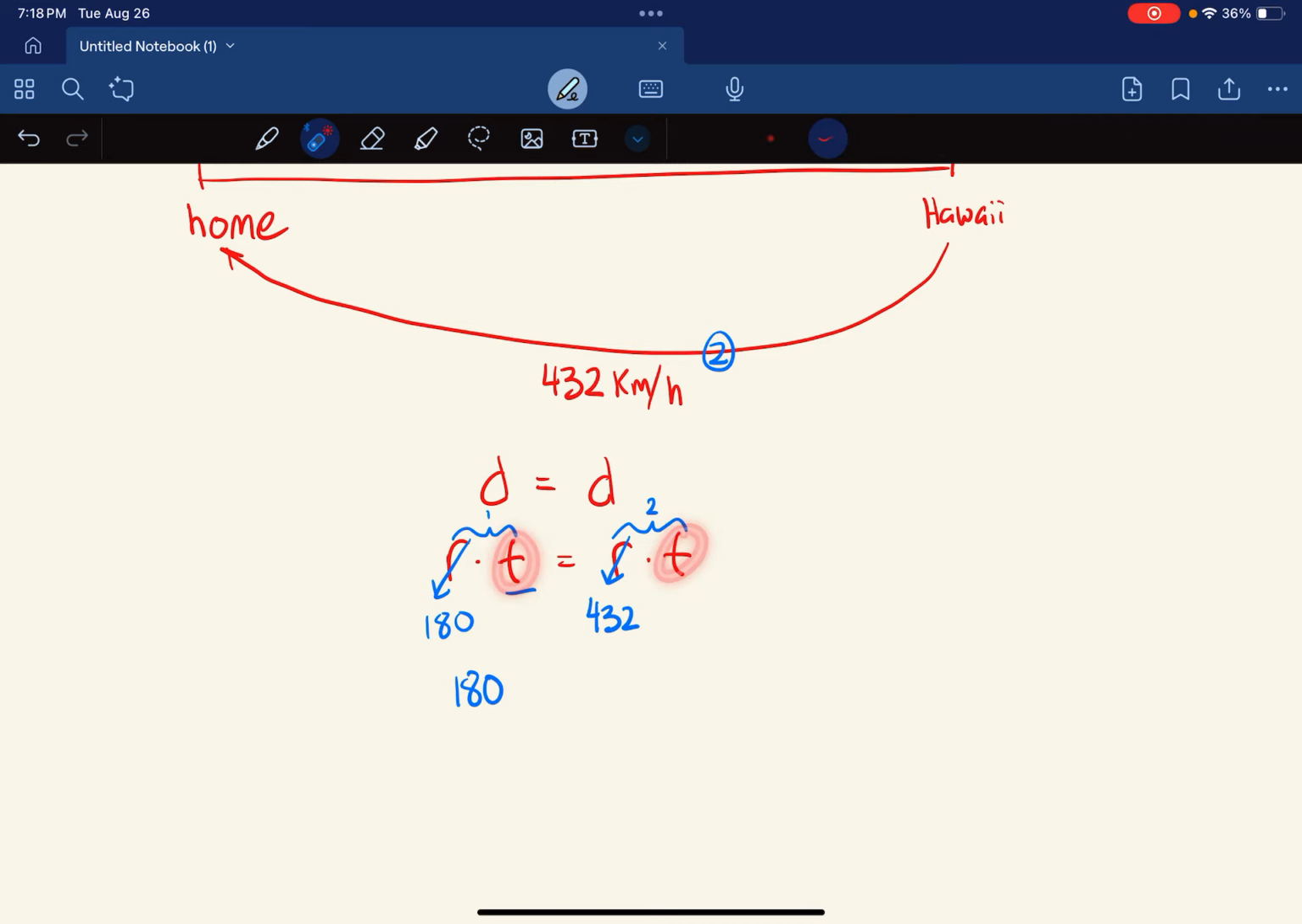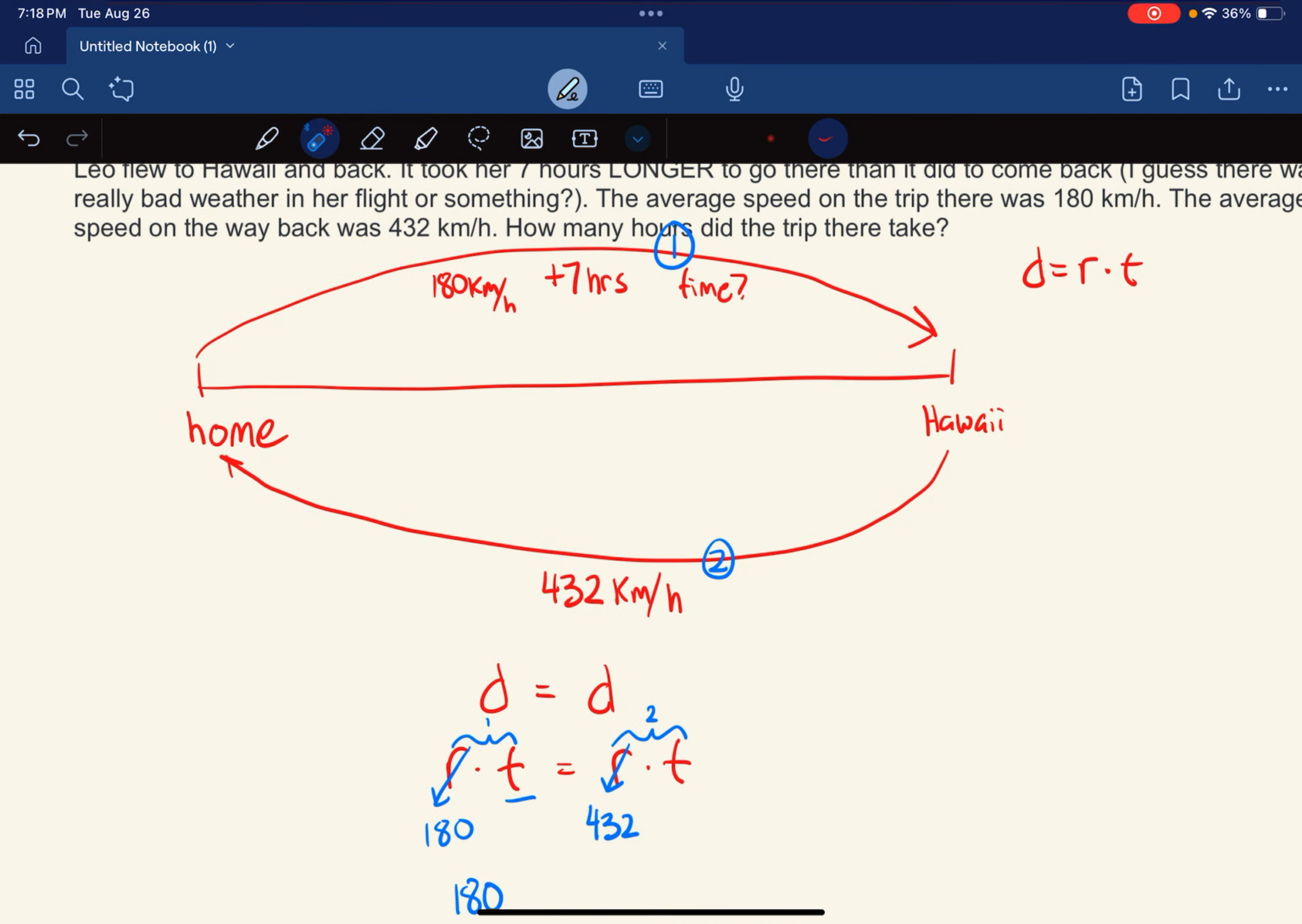This time and this time are not necessarily the same time. They're different variables. So let me make up my own variables. Let's go ahead and call this time X. And then this time down here on the return trip, this time is going to be time Y.